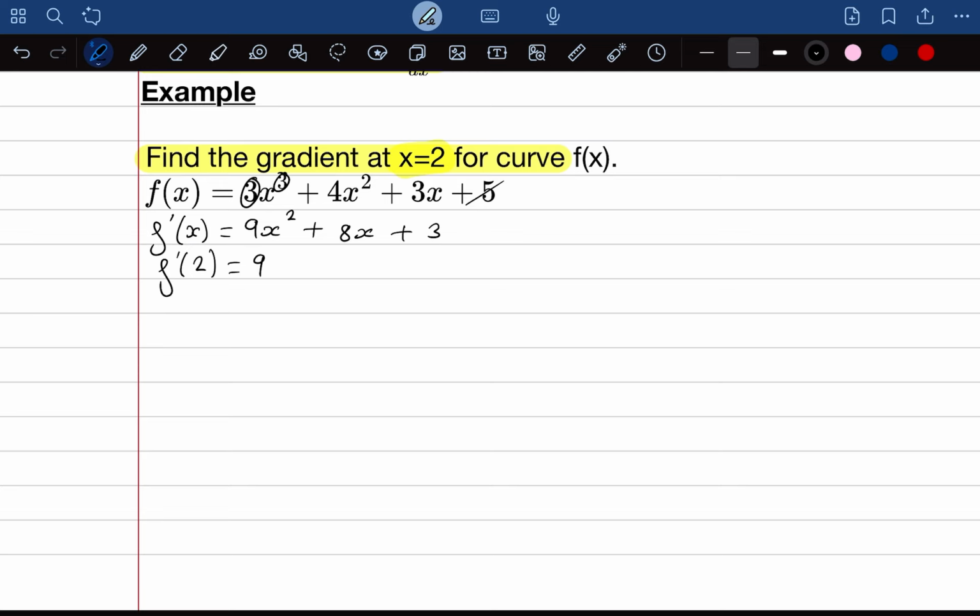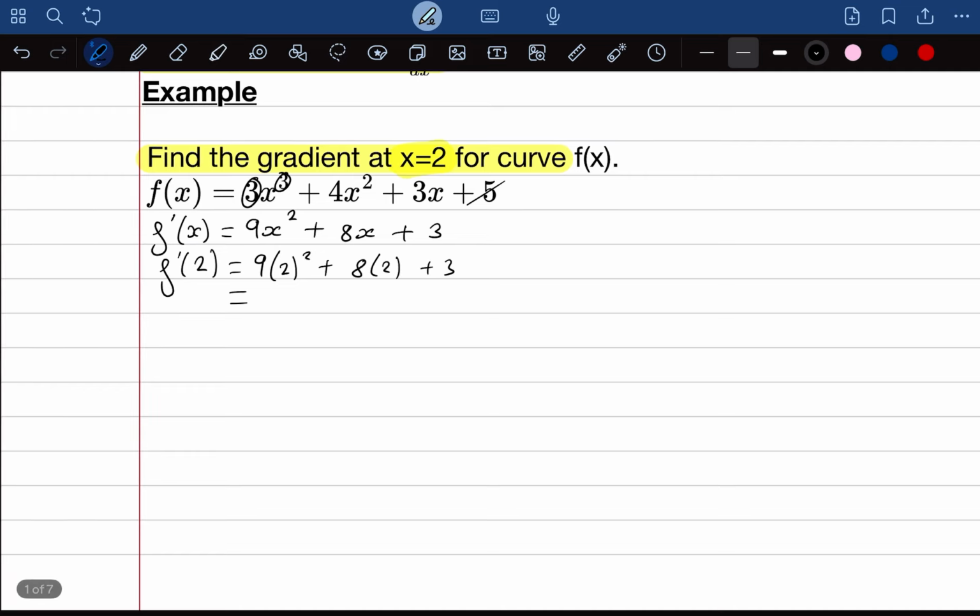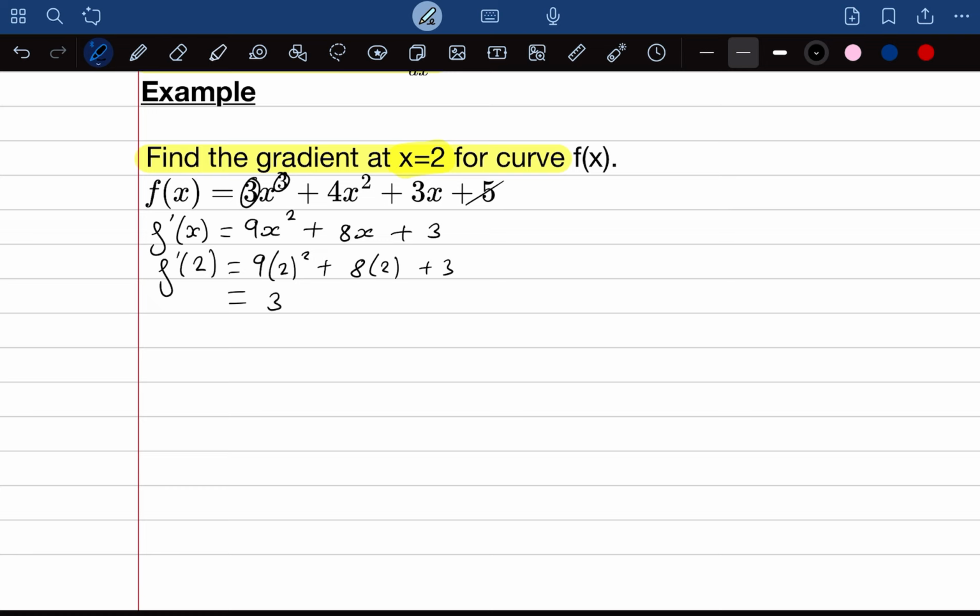So plug in 2, you get 9 into 2 squared plus 8 into 2 plus 3. So we can simplify that to 9 times 4, which is 36, plus 16 plus 3, which gives you 55. There you are. So the gradient at x equals 2 will be 55. That's what the question was asking.